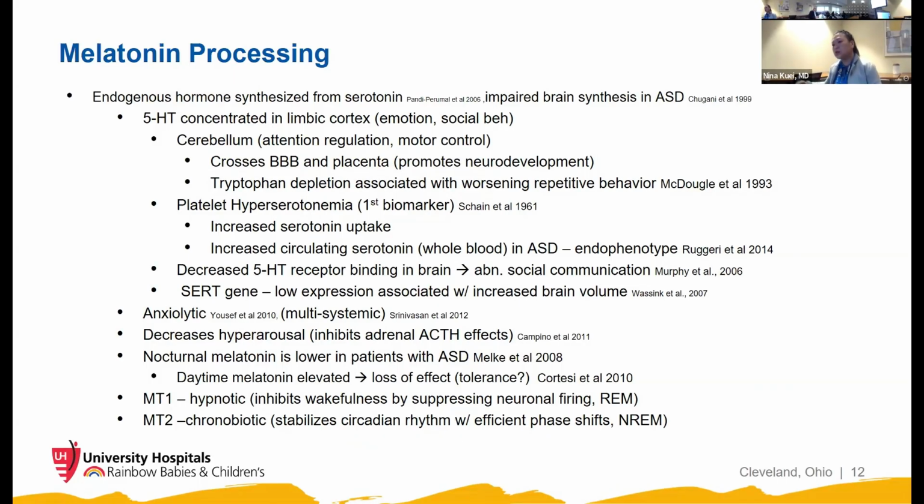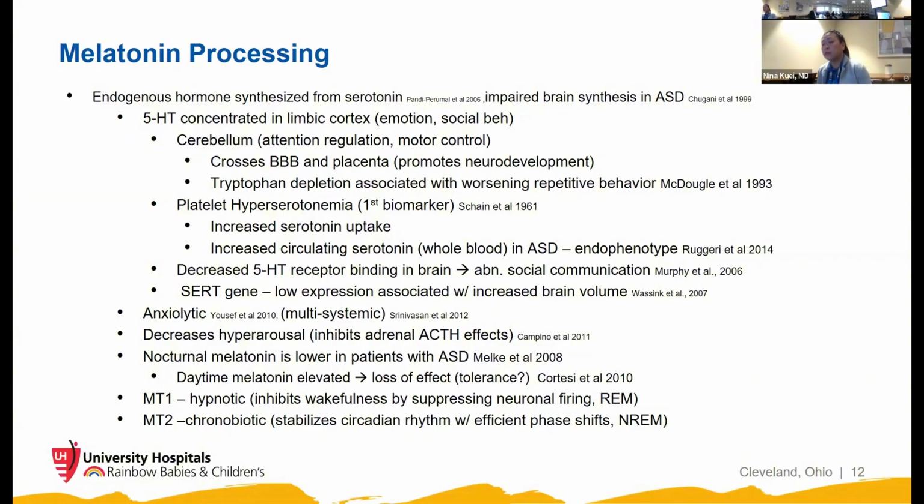All right, so here's a huge, confusing load of information, but we know that there are differences in melatonin processing in the autism population. What we do with that information, no one really knows. So I'm going to walk you through the historical context of these findings. The first thing is, where does melatonin come from?